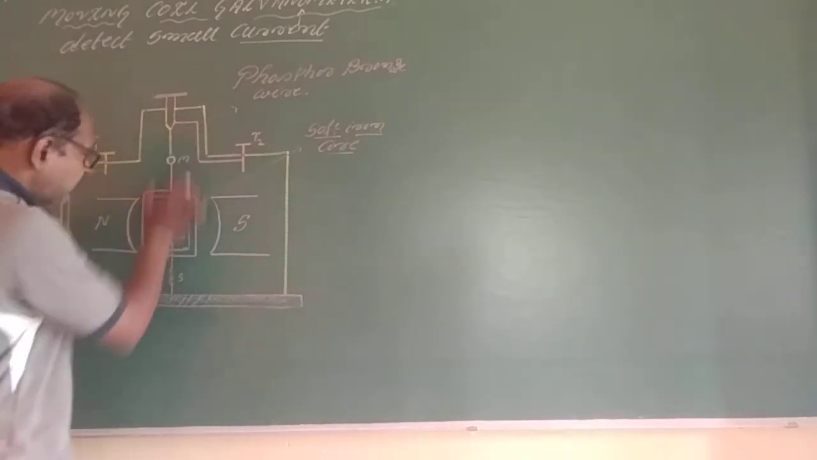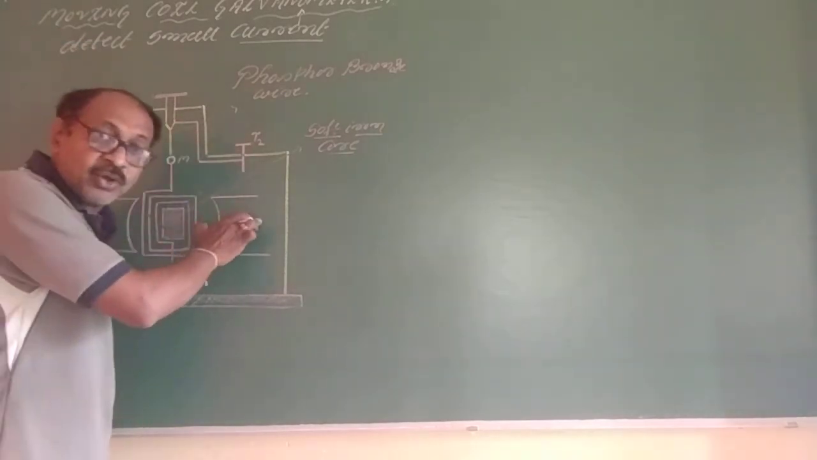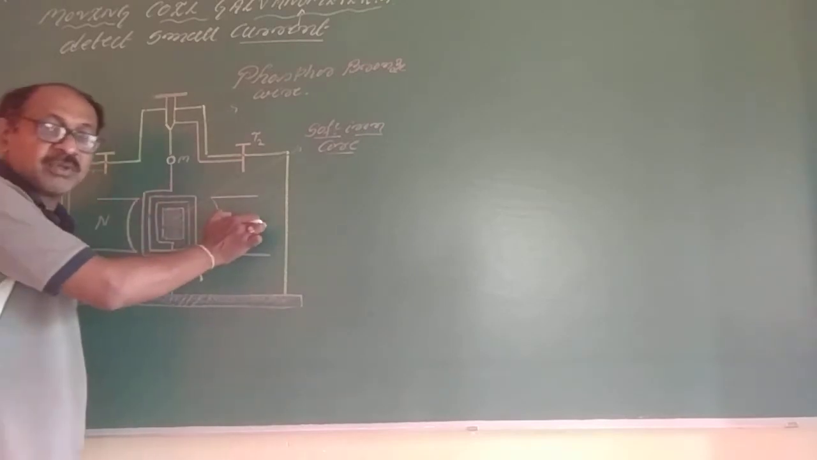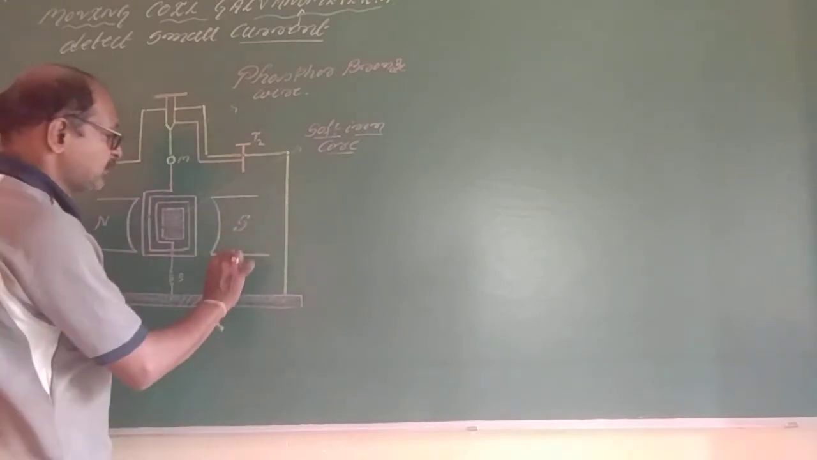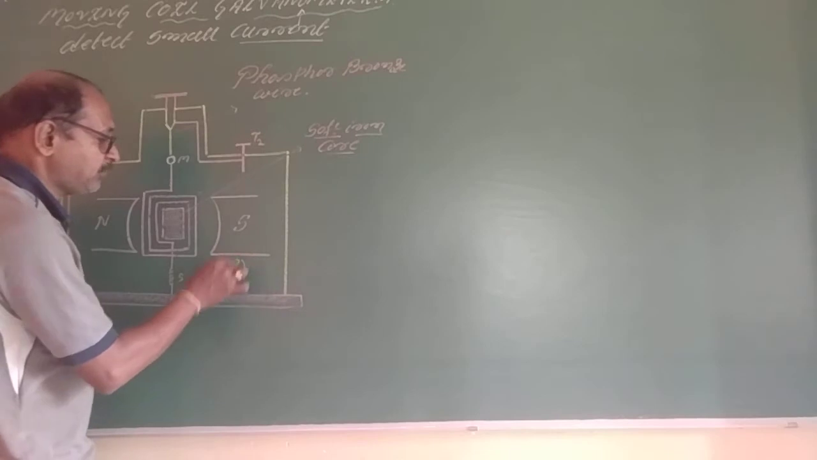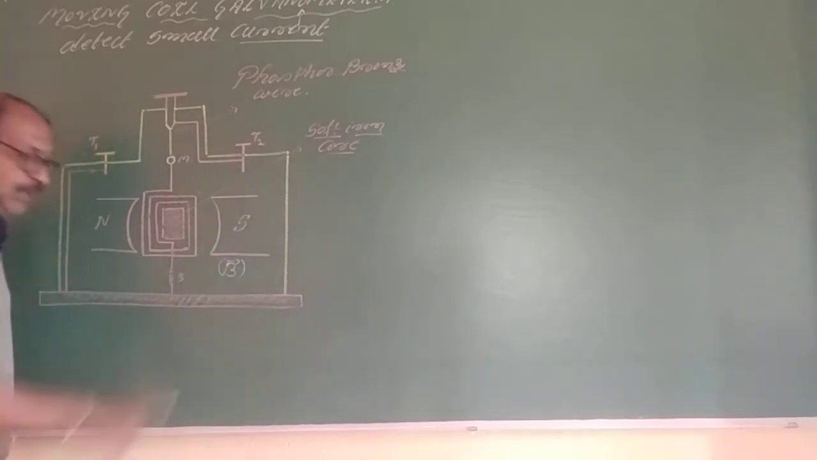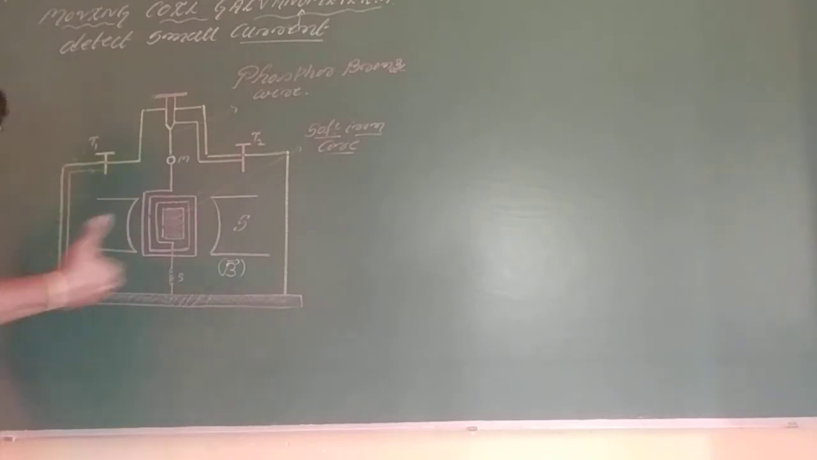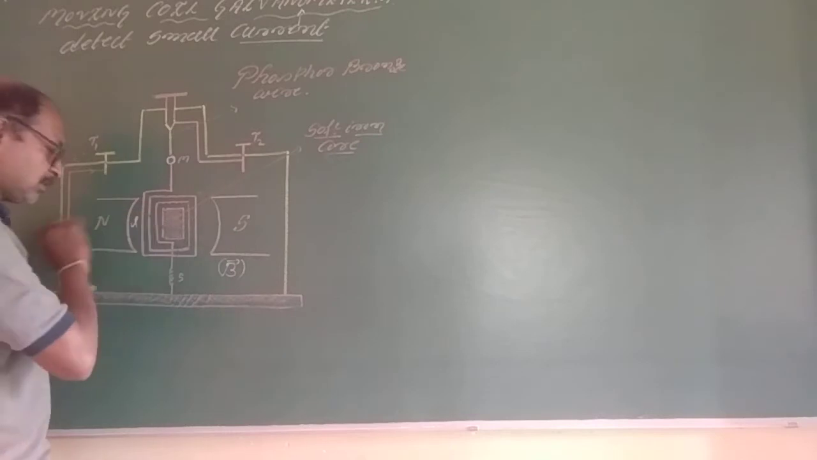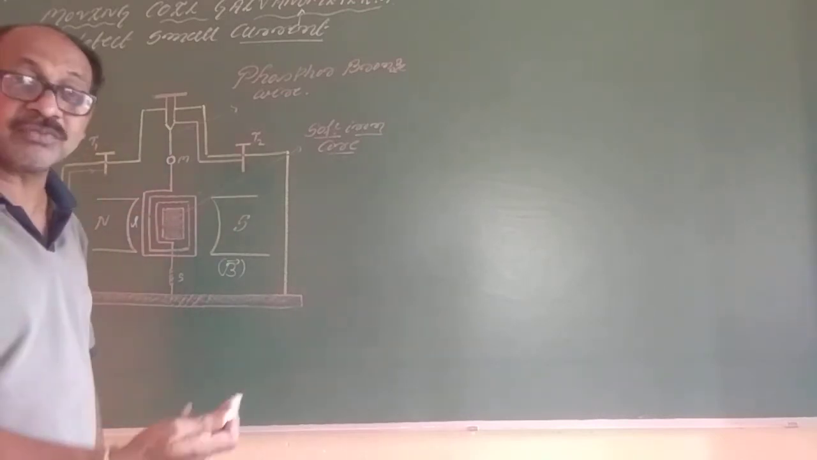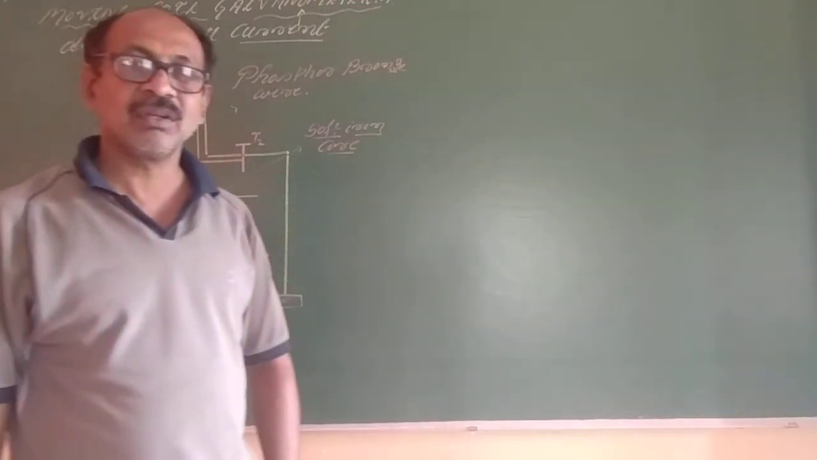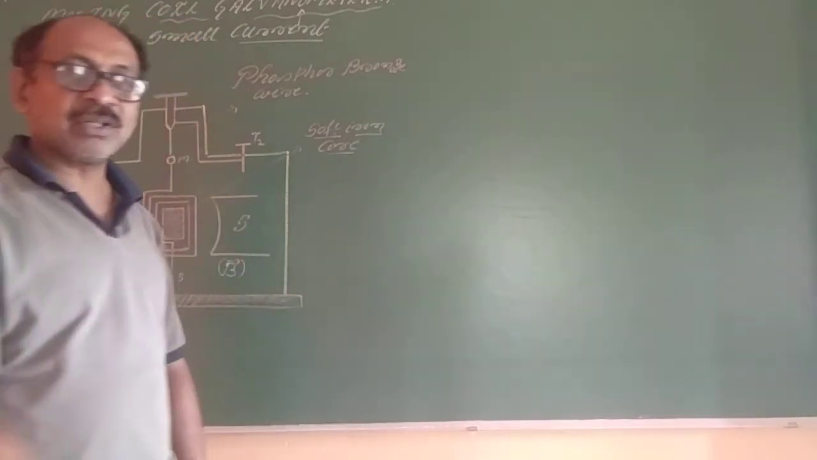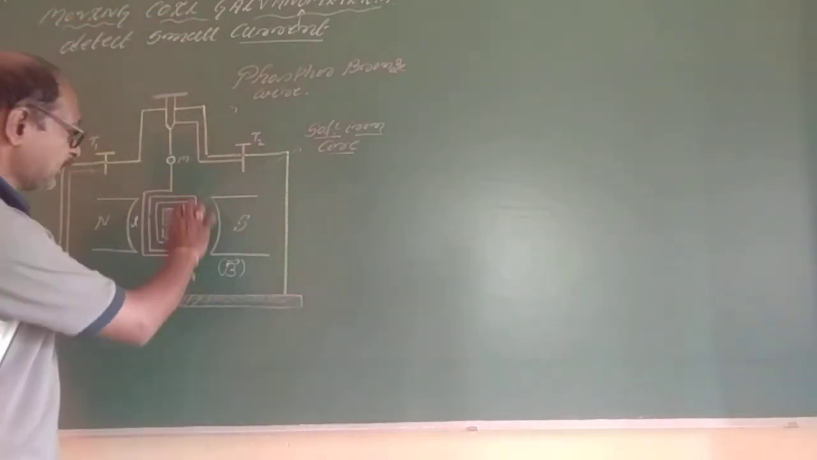Now this particular thing is kept in a uniform magnetic field. The N and S are the magnetic poles. So here is a uniform magnetic field. B is nothing but the intensity of the magnetic field. N is the number of turns, l is the length of that particular wire, and b is the breadth of the iron core.